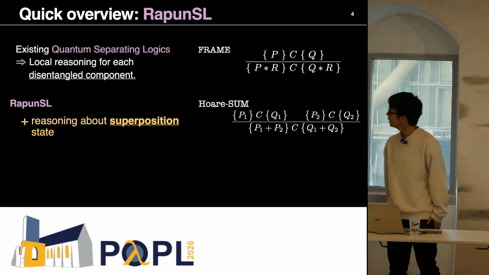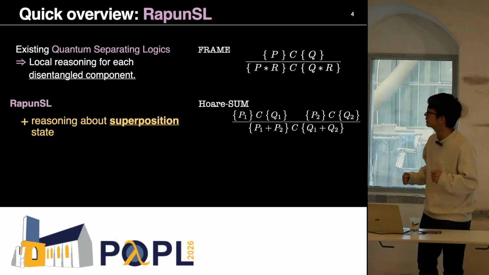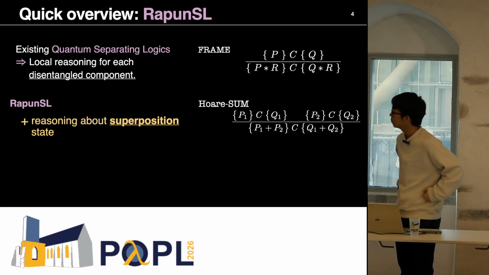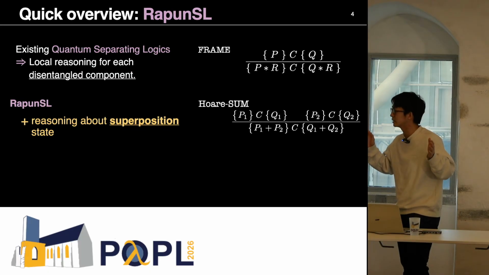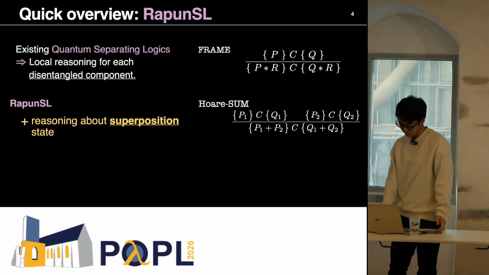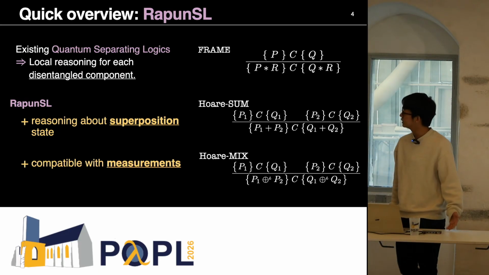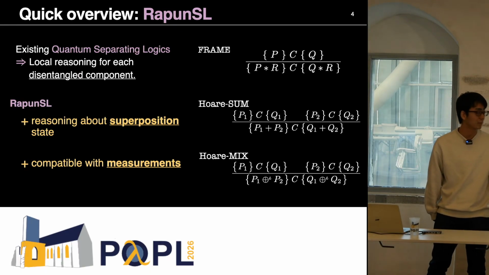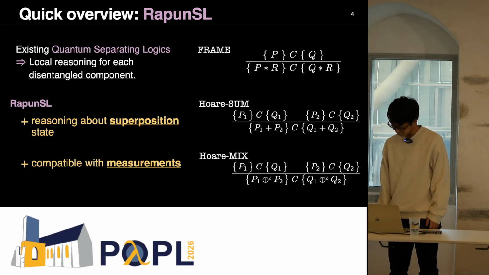The first idea is that we want to have a reasoning rule that corresponds with superposition. But it turns out this idea, in a naive sense, is not compatible with measurement. We still want to have measurement, so we're going to add something more to enable reasoning about measurement as well. So that's the big picture of this talk.